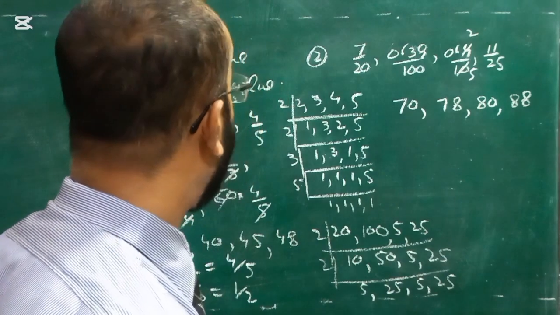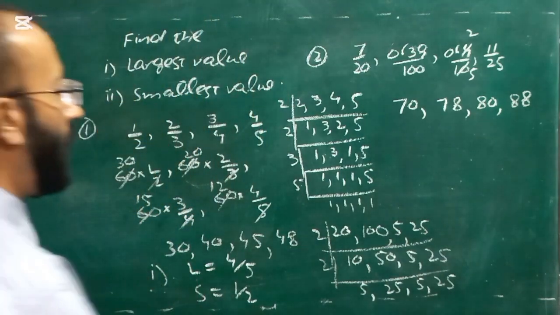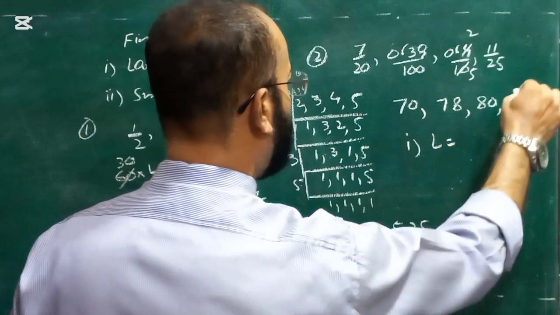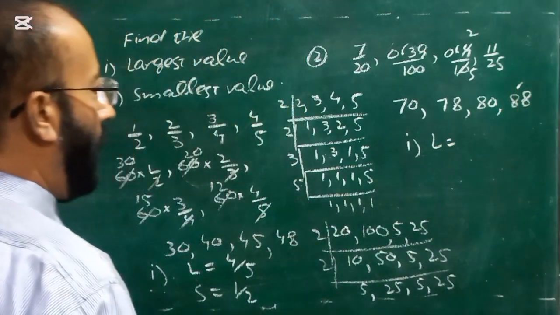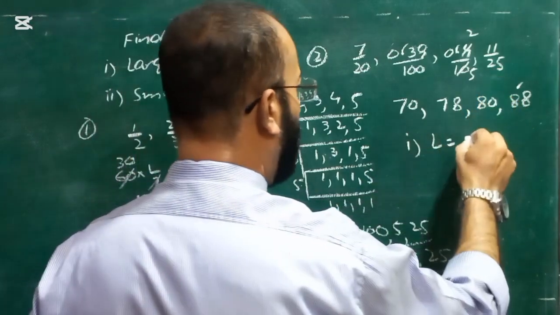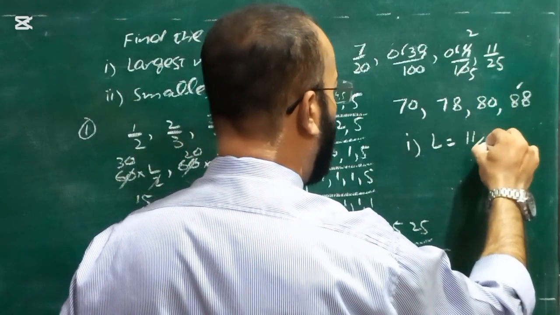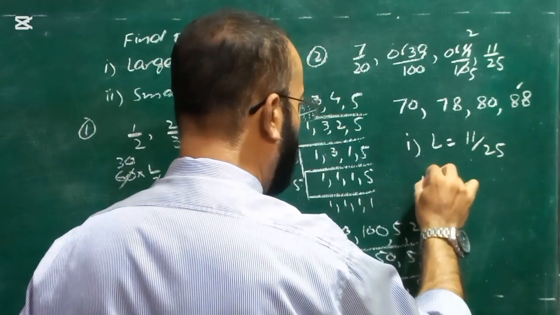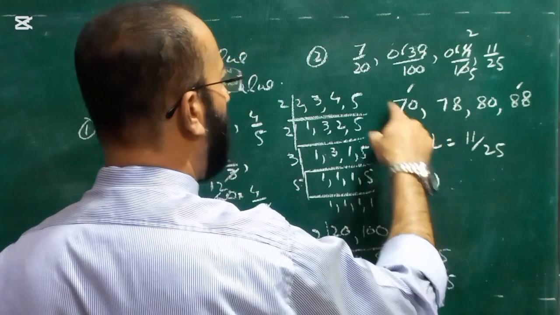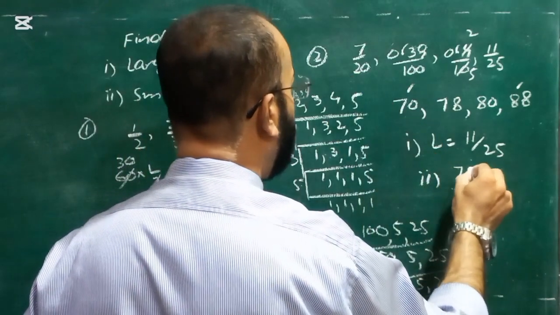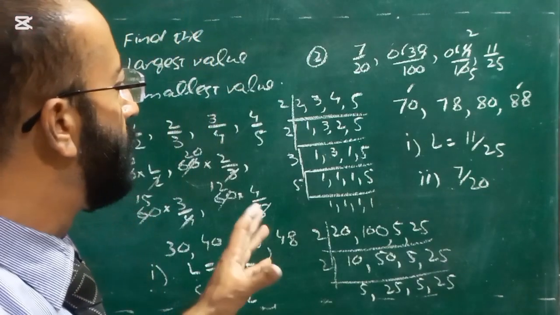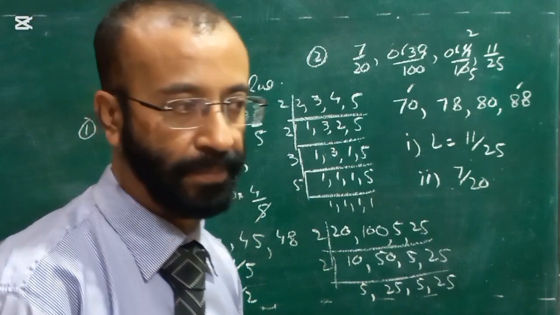So from here, the requirement is the largest and the smallest. So look now, the largest is actually this one. And this is the fourth value. And fourth value is coming from here. So 11 by 25. And the smallest one is this one. So this is the first one, and first one is this one. So 7 by 20 is the answer. So this is the method to solve these kind of questions.